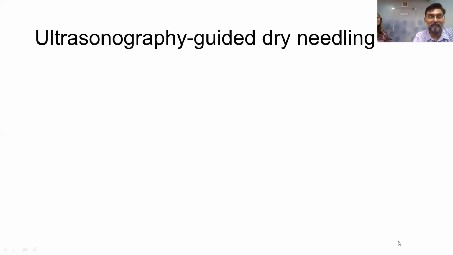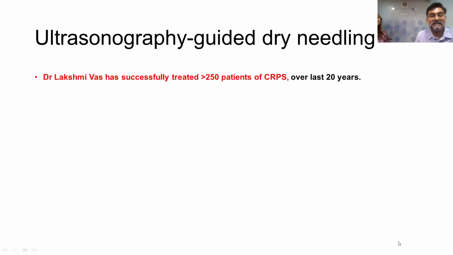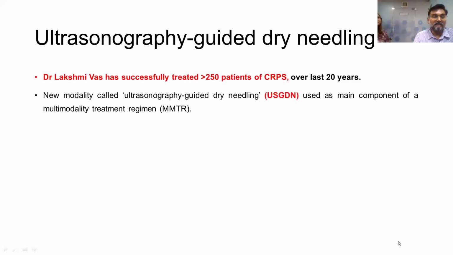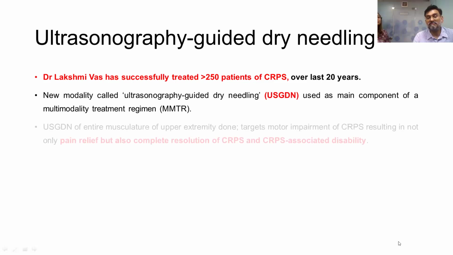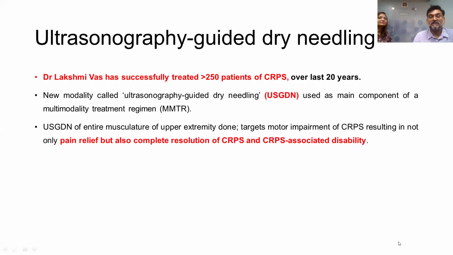Ultrasonography guided joint healing. Dr. Lakshmi Vas, who is our guide, has successfully treated more than 250 patients of CRPS over the last 20 years with a new modality called ultrasonography guided joint healing, which is used as a main component of a multi-modality treatment regimen. Ultrasonography guided joint healing of the entire musculature of the upper extremity is done, which includes the agonist as well as antagonist of a particular movement.